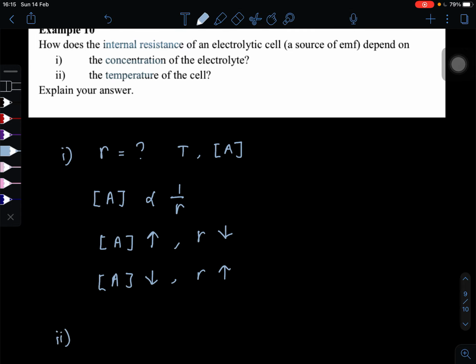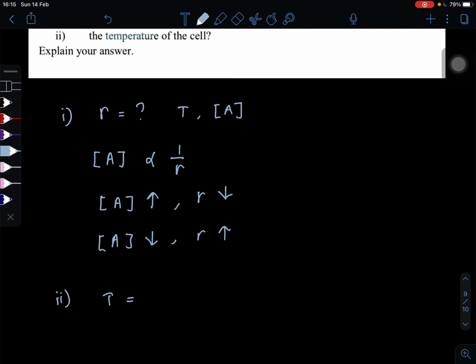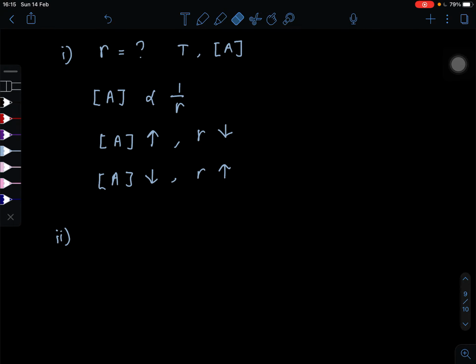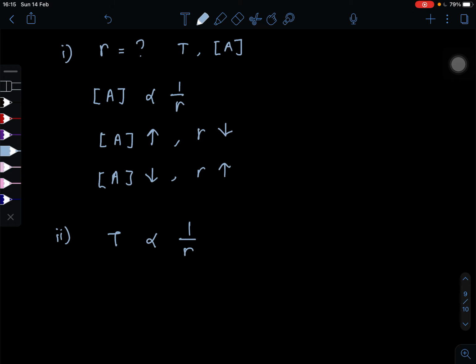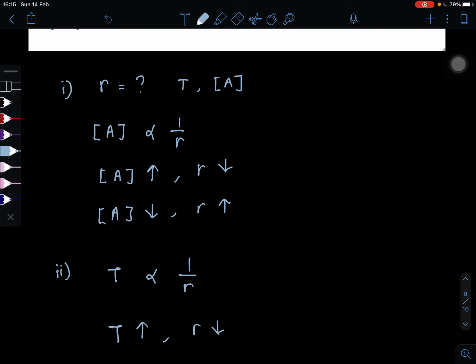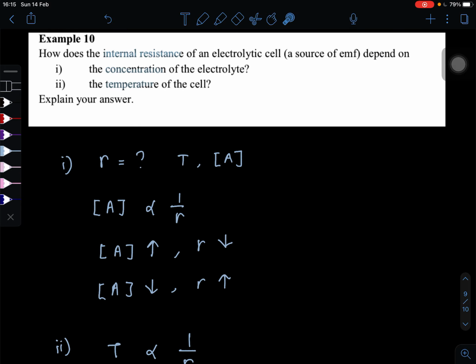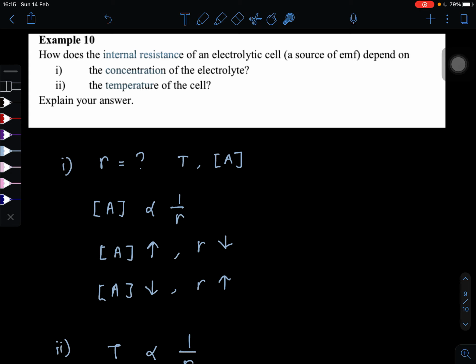And then next, the temperature. Temperature is also inversely proportional to the internal resistance. So if temperature increases, internal resistance will decrease. For this one, you just write it down in words. Don't write arrows like this. This is just for me to show you clearly the relationship between these two. Okay, so examples 11 until 13 I will discuss in the next video. So that is all for subtopic 3.4. Okay, thank you.